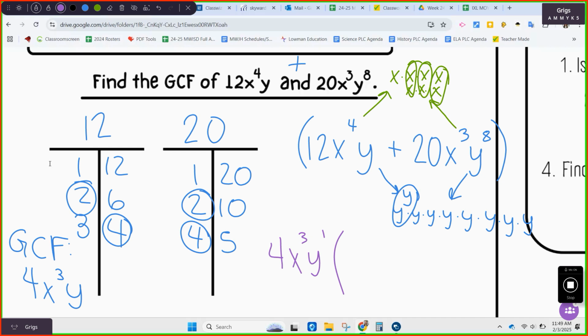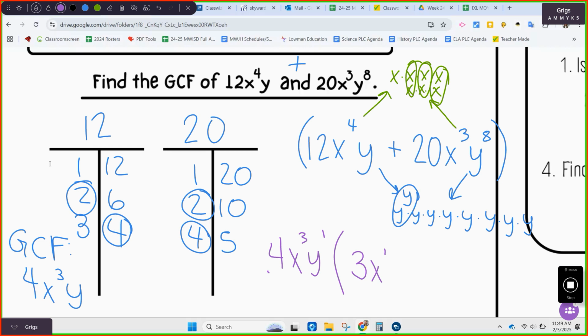Alright, so now let's factor it out. I'm going to take my greatest common factor and divide the terms. What's 12 divided by 4? 3. Okay, pause. I'm going to make sure everyone's with me. If I'm dividing right now, what's the basis of division? So what am I doing with my exponents? Okay, so x to the 4th minus x cubed is x to the 1st. And then y to the 1st minus y to the 1st? There's no more y, so I don't put anything. So that term is simplified, yes?